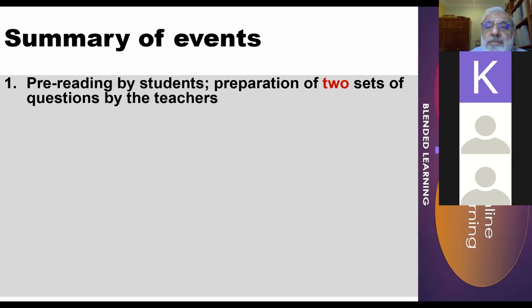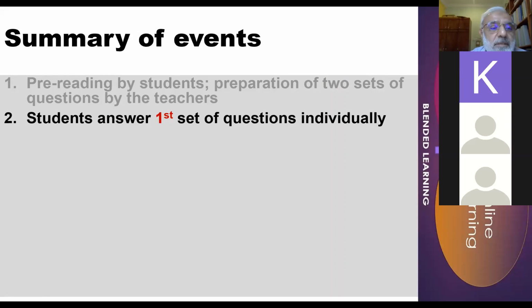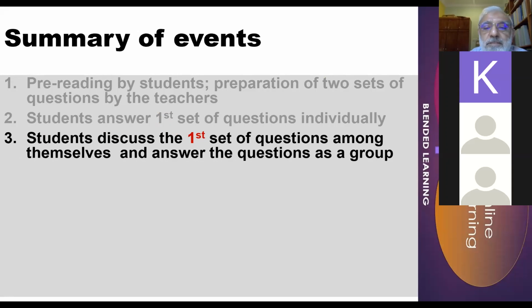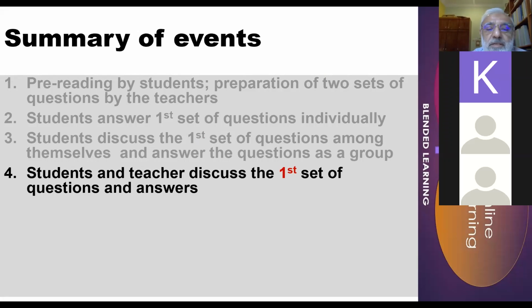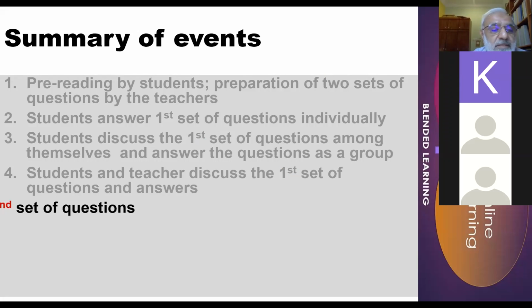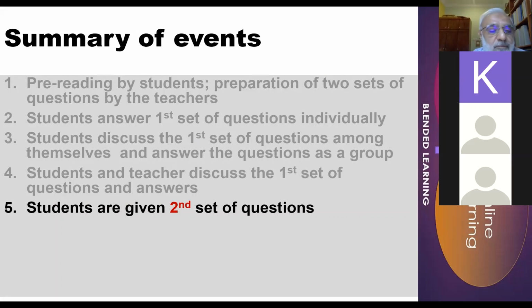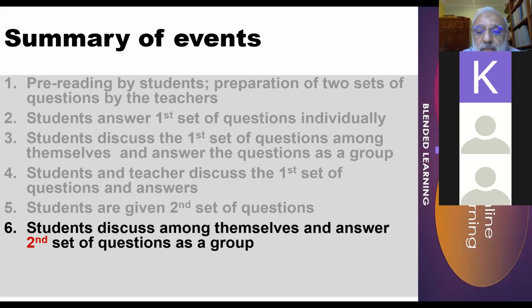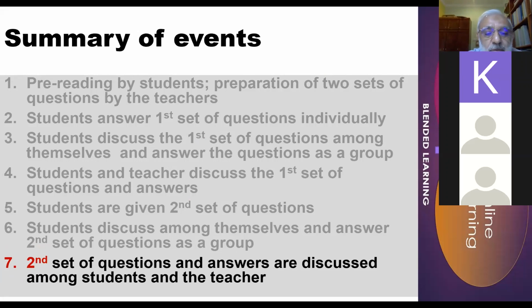Pre-reading by students, preparation of 2 sets of questions by the teachers. Students answer the first set of questions individually. Students discuss the first set of questions among themselves and answer the questions as a group. Students and teacher discuss the first set of questions and answers. Students are given the second set of questions. Students discuss among themselves and answer the second set of questions as a group. And then the second set of questions and answers are discussed among students and the teacher. So these are 7 essential steps when we want to conduct TBL, whether face-to-face or online.